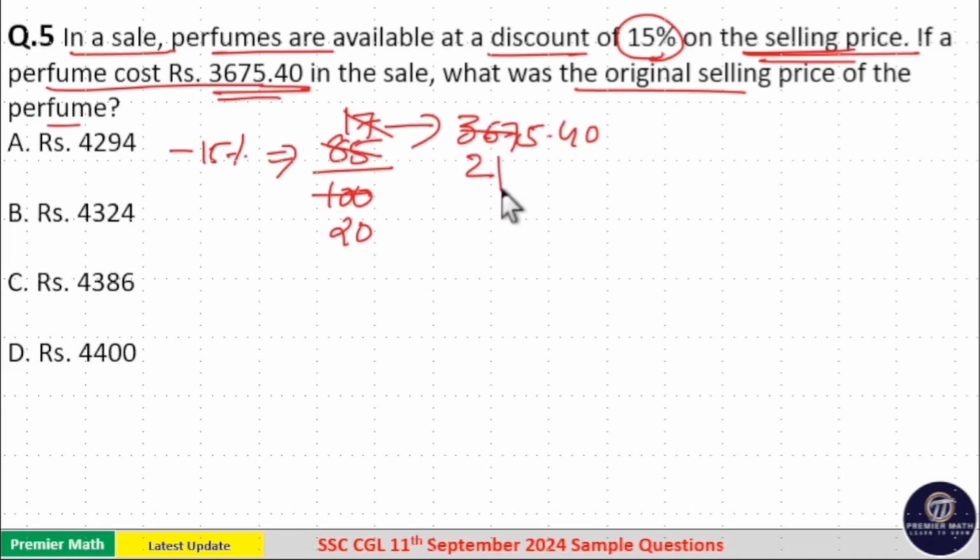Now 17 goes 2 times in 36, remaining 2. 17 goes 1 time in 27, remaining 10. 17 goes 6 times in 105. So 17 into 6 is 102, remaining 3. So 17 goes 2 times in 34. Now 1 part is equal to 216.2, means 20 part is equal to 216.2 into 20, which is double of 2162, that is 4324. Option B is your answer. So original selling price is equal to 4324 rupees.